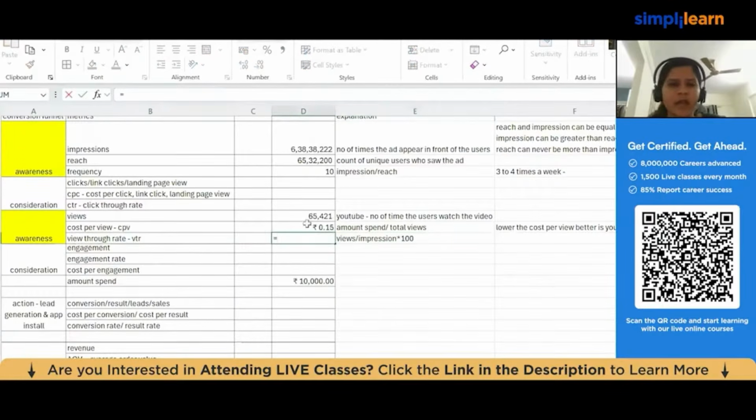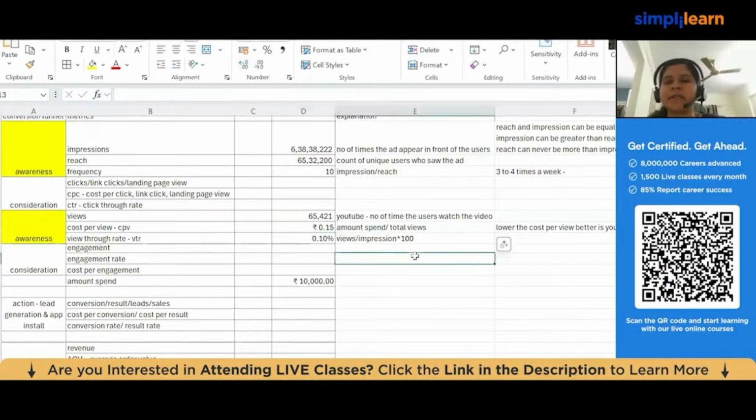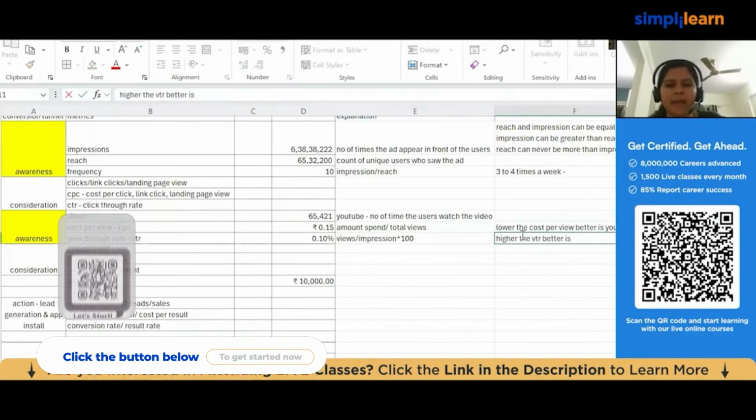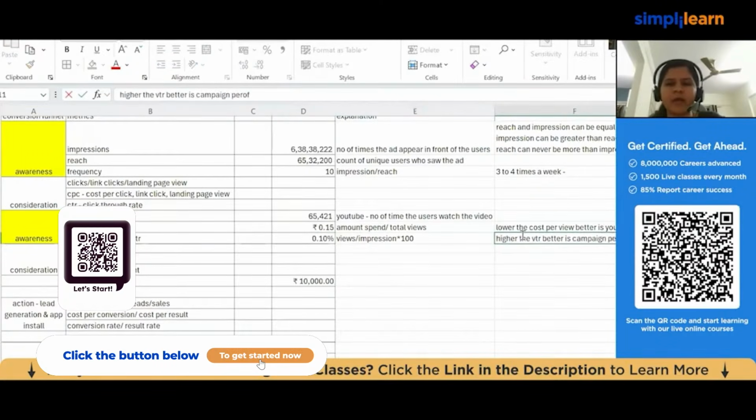Okay, so we take our views divided by impressions, and then you don't have to multiply by 100. You can just use a percentage sign. Now it is coming as 0 because you have to add the decimal. So my view through rate is around 0.10%. Okay, so the higher the VTR, the better the campaign performance.